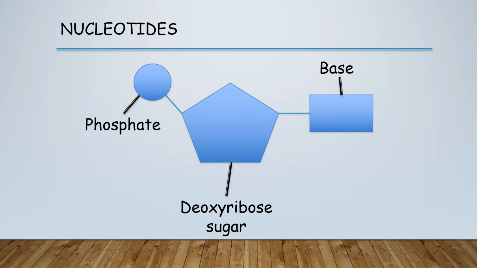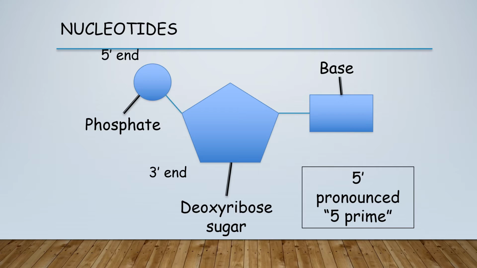So they are made up of 3 units, a phosphate, deoxyribose sugar, and a base. One new bit of information, however, is that they have different ends, a 5' end and a 3' end. So that 5' and 3' are pronounced 5 prime and 3 prime. And we'll come back to those in a couple of slides going on.